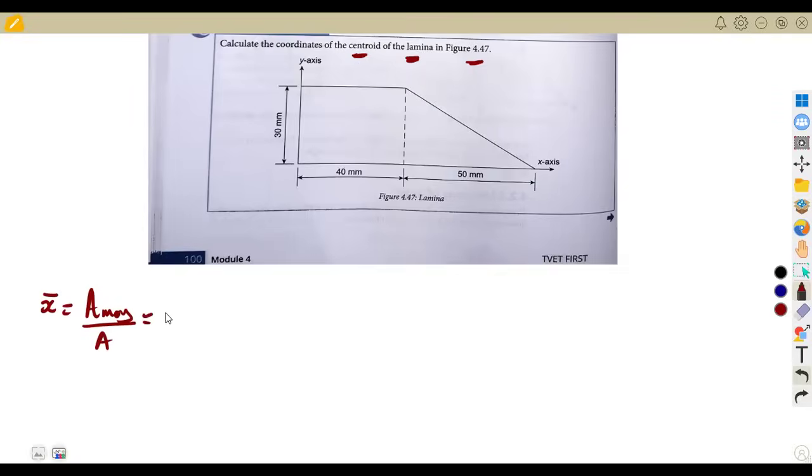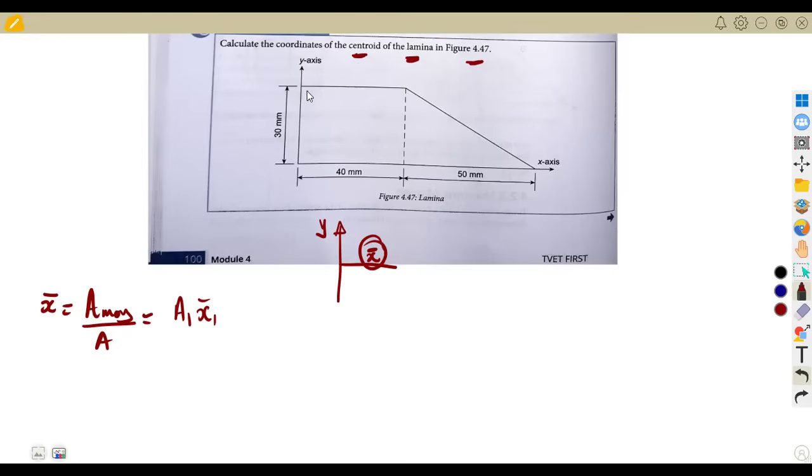Remember, if you're talking about the area moment about y, we are talking about x bar. This is the distance that you take from the y-axis. You talk of x. So this will be A1 times X1, which is representing what? The centroid of each part.